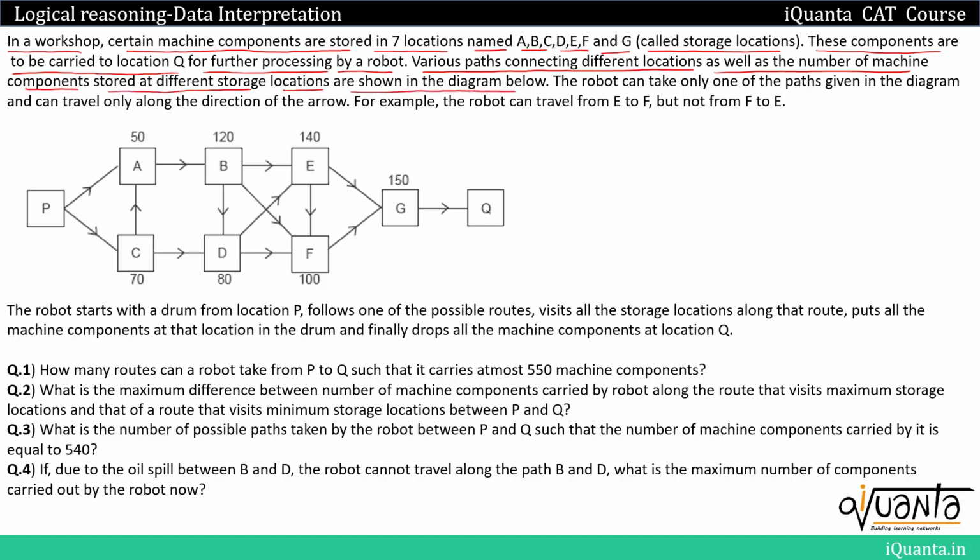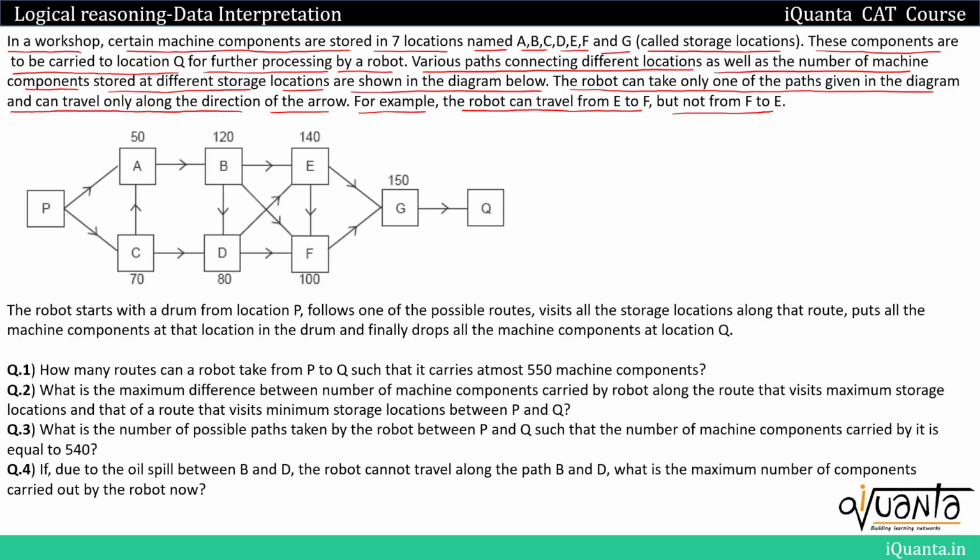The robot can take only one of the paths given in the diagram and can only travel along the direction of the arrow. For example, the robot can travel from E to F but not from F to E.